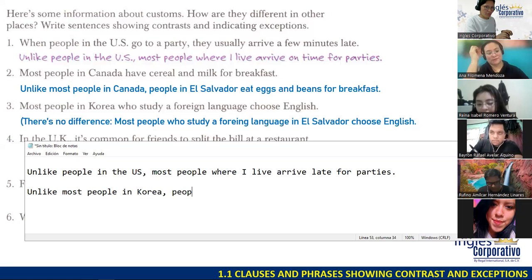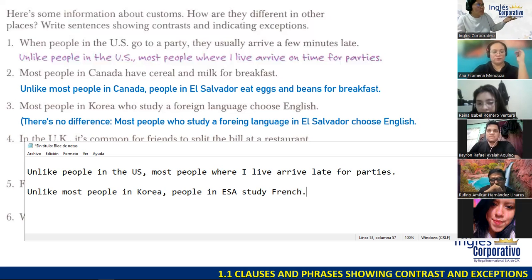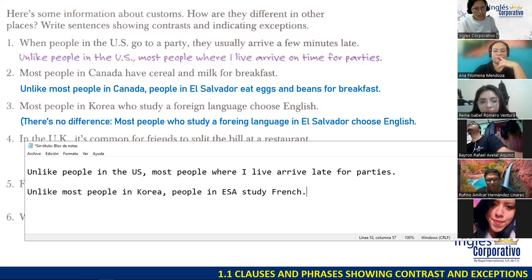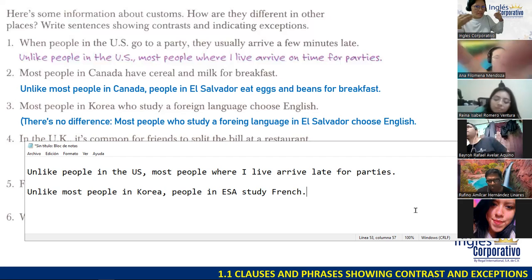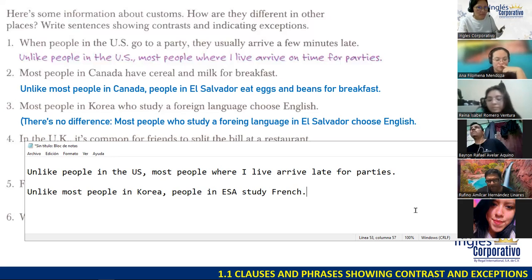Comma, people in El Salvador study French. Ahí sí habría contraste, pero la verdad no hay, porque actually most people who study a foreign language in El Salvador choose English. But let's pretend, okay, that it is not English. It is French, okay? So unlike most people in Korea, right, people in El Salvador study French and they study English. That would be a contrast, okay? Recuerden que eso es el contraste, dos ideas que son lo contrario, ¿verdad?